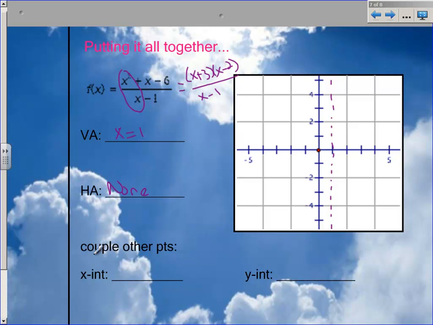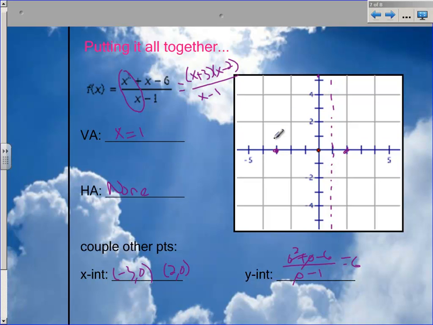Let's check some other points. What about an x-intercept? We're going to set the top equal to 0. x equals -3, and also x equals 2. What about a y-intercept? We replace all the x's with zeros, and so you have 0 squared plus 0 minus 6 over 0 minus 1. Those are all zeros go away, and that's 6. So that's way up there. I can't even see it. So that's your y-intercept.